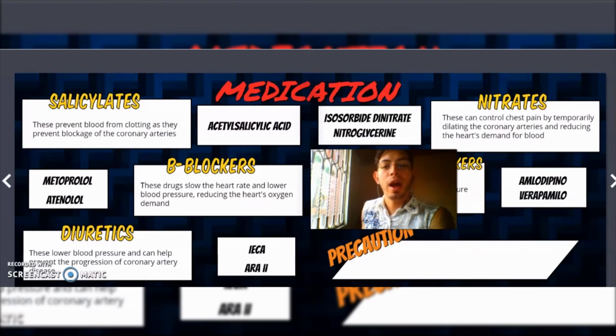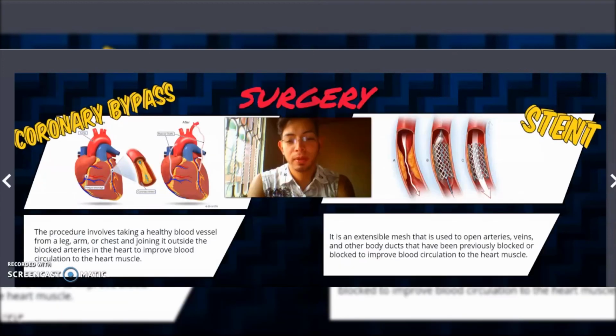There are also beta blockers. They reduce heart rate and blood pressure, and reduce cardiac oxygen demand, such as metoprolol and atenolol. Okay, now I will tell you about surgeries for coronary patients.